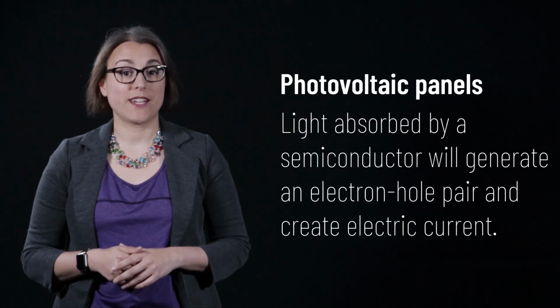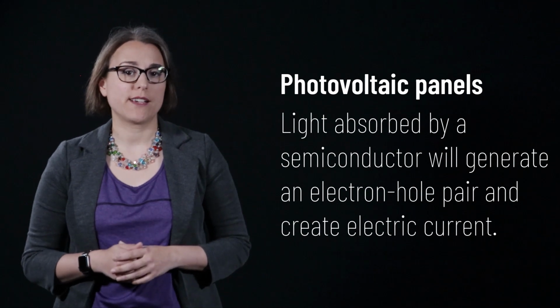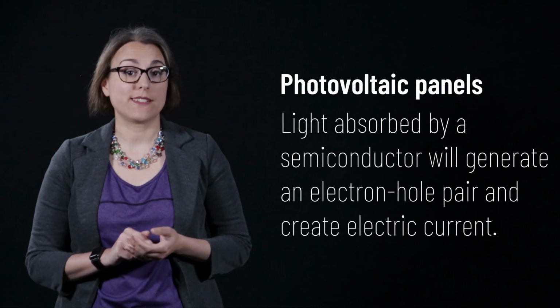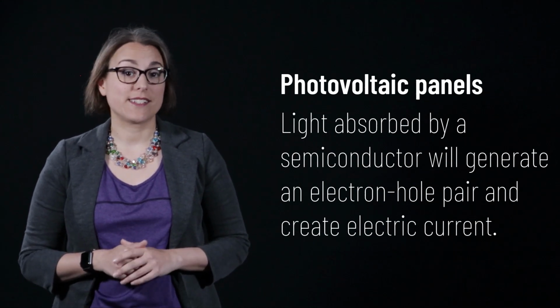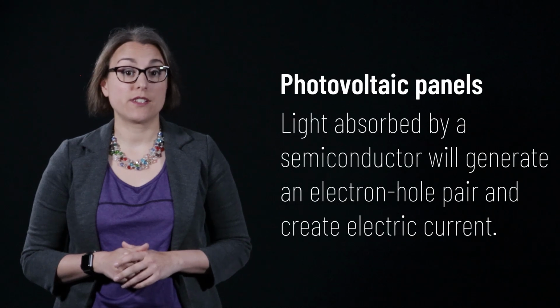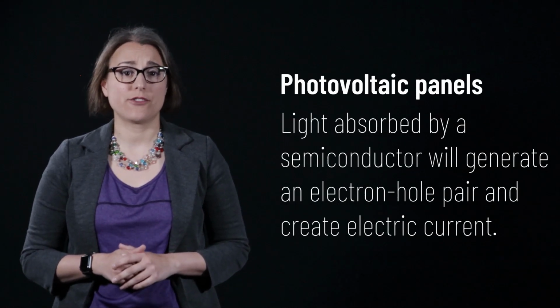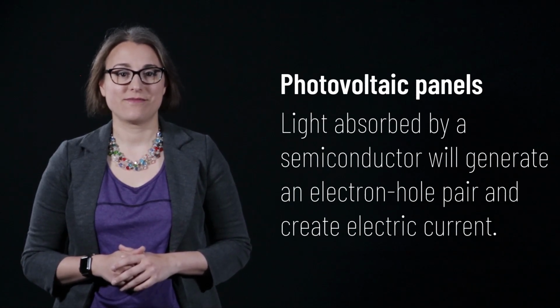Photovoltaic panels, or solar panels, function by the reverse process. Light that's absorbed by a semiconducting material will release an electron-hole pair, generating electric current. This is an excellent method of creating energy that does not require fossil fuels and uses a process totally different from the generators we discussed in Lecture 25.